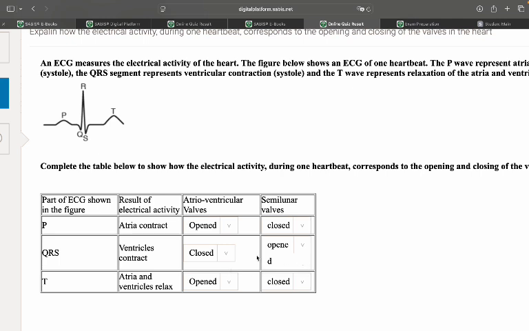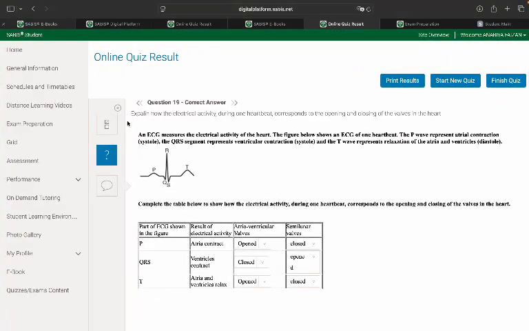Here they're opened in QRS. These atrioventricular valves are closed, and in semilunar valves they're opened. At T, the atrioventricular valves are opened and the semilunar valves are closed. Now you just need to memorize this because there's not much to be explained. It's just a general graph you need to memorize.